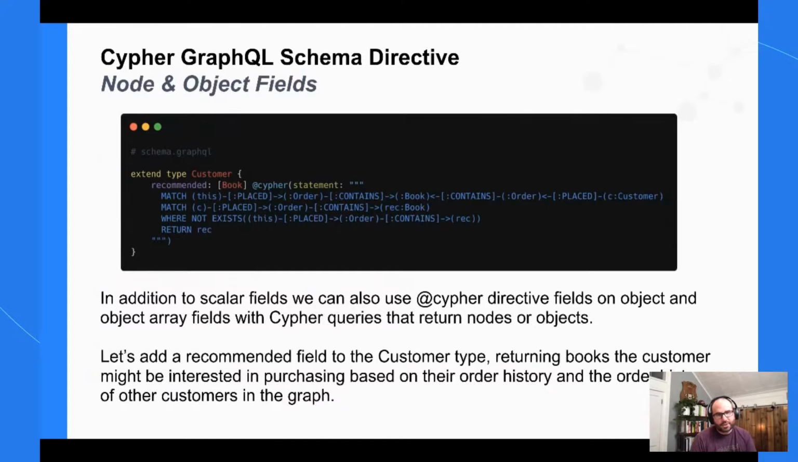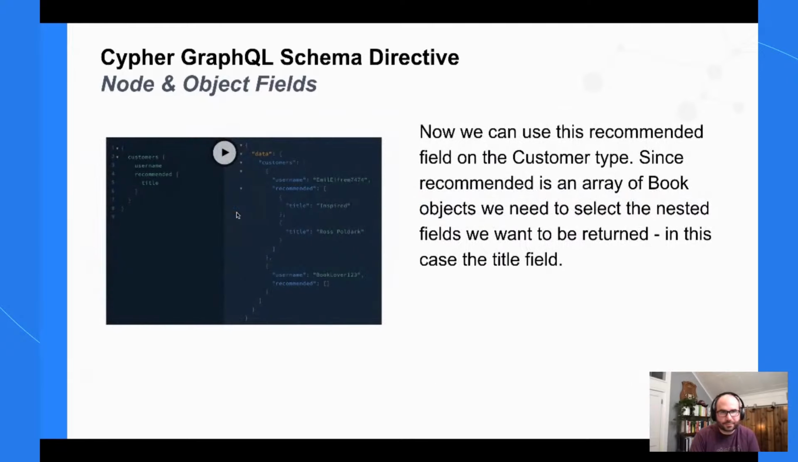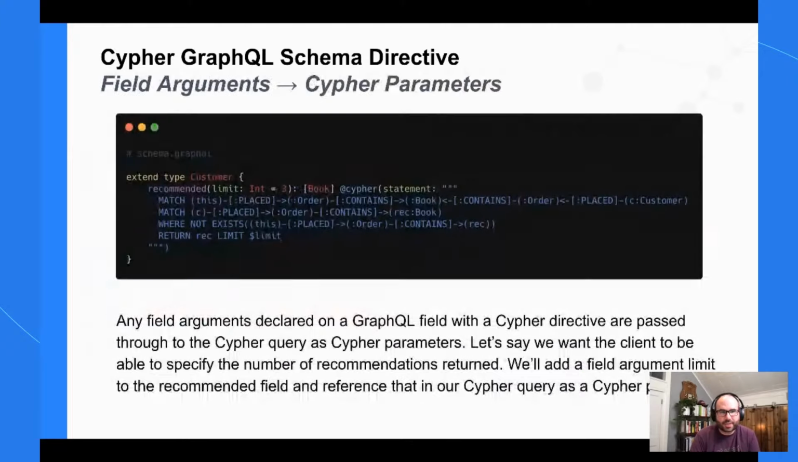We can also use the Cypher directive on node and object fields. So here we're returning recommended books for a customer. This is similar to that query we saw before with businesses, where we were generating queries based on a collaborative filtering query, where the question is, what are other users who liked this book? What books do they read? I might be interested in those, that kind of thing. And we're returning a node from the Cypher query. We can then use that recommended field, which will just resolve to books, and we have all of the other fields on the book type that we would expect.